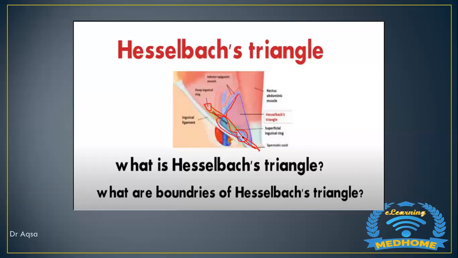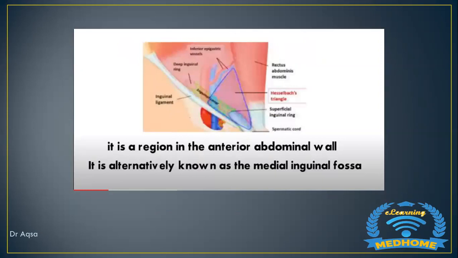which is known as the Hesselbach triangle. Can anyone tell me another name for this triangle, if you can remember? No one? The alternative name for this triangle is the medial inguinal fossa. It's a region very near to the inguinal canal, and it is also known as the medial inguinal fossa.